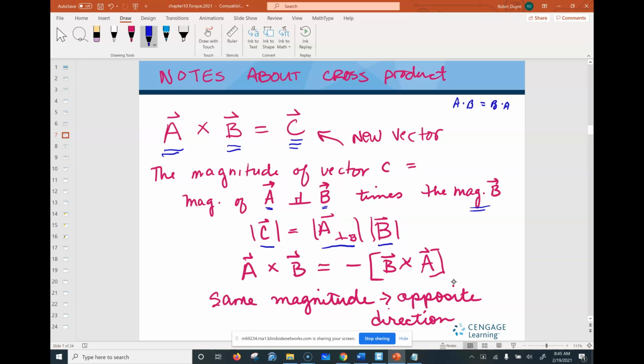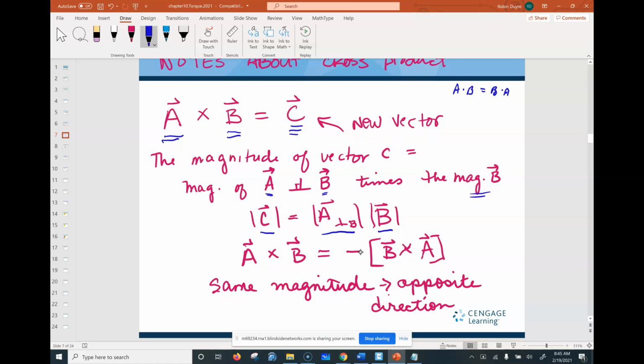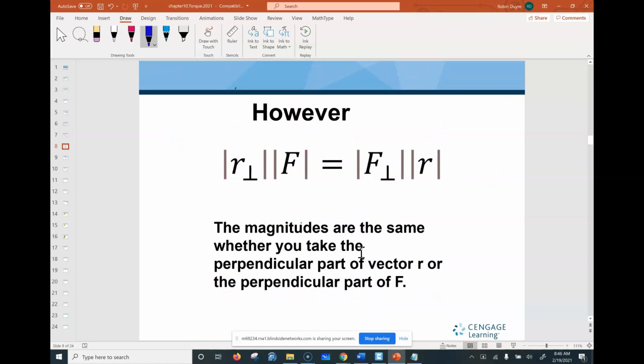I've got to give you a hint. It has to do with the right-hand rule that we talked a little bit about, and we'll talk more about it after we get some basic torque under our belt. So just remember that the magnitudes don't matter. If you do A cross B or B cross A, the magnitude is going to be the same. You can get your direction later. So it's pretty powerful to realize that, and I'll show you some examples.